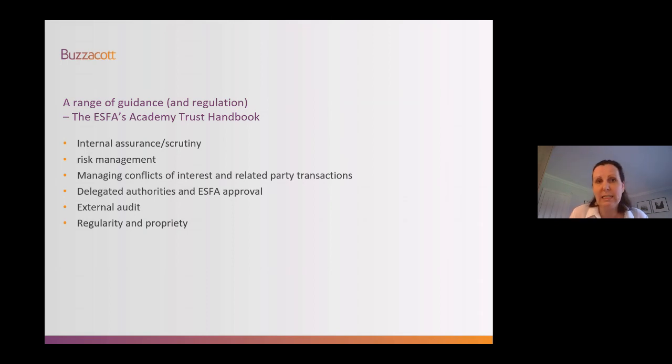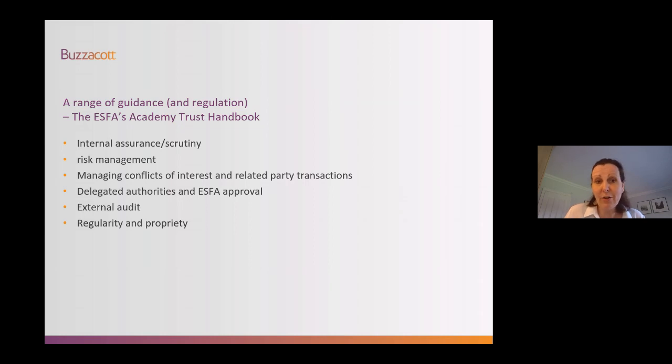Where do you need to seek that assurance? Risk management emphasised very much in the handbook, so as board members making sure there are strong risk management processes. Also, the handbook this year recognising the increasing risk and how common cybercrime is becoming, and there's further cybercrime guidance in the handbook this year.